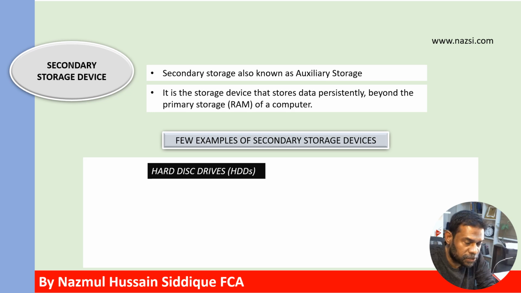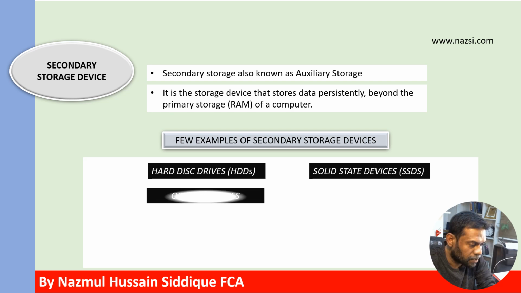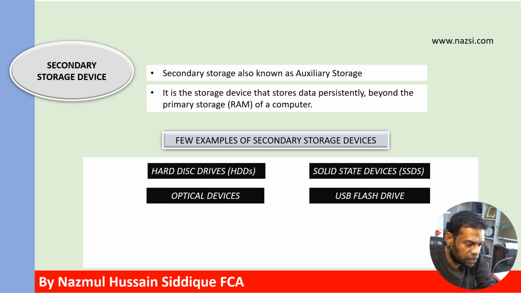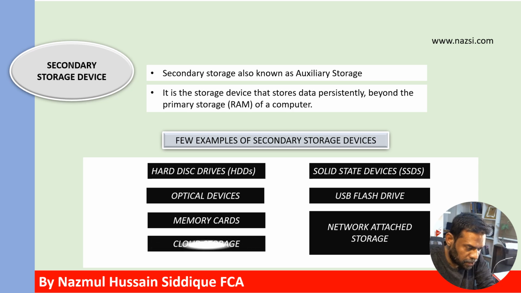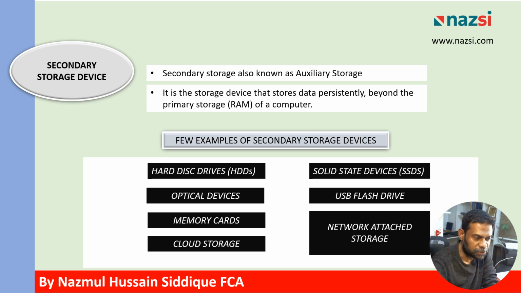Hard disk drive, HDDs, solid state devices, SSDs, optical devices, USB flash drive, memory cards, network attached storage, cloud storage. These are the examples of secondary storage.